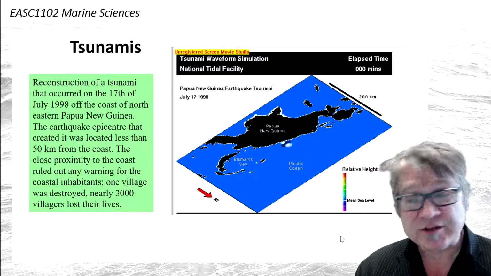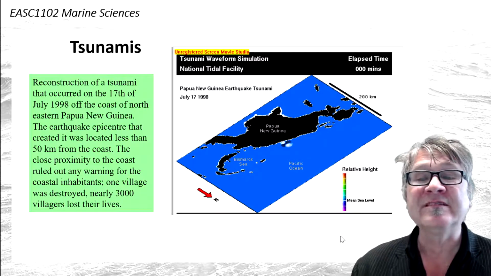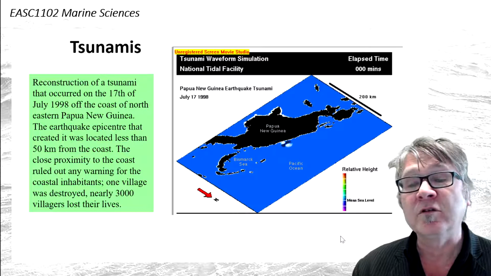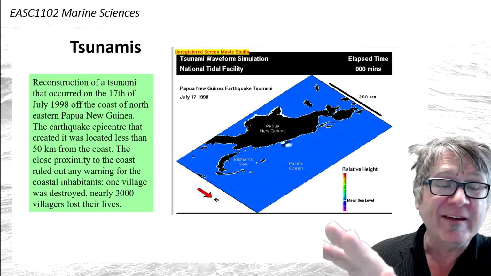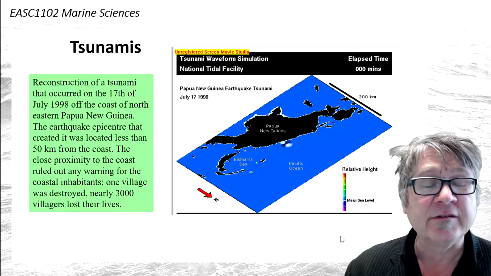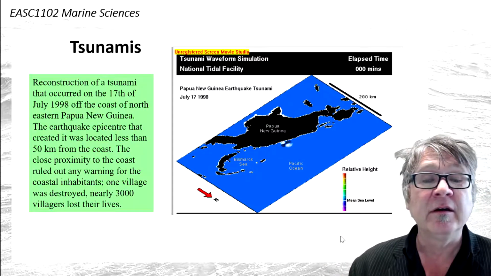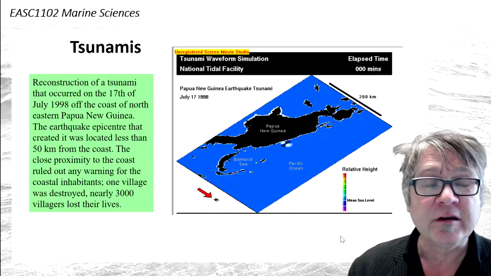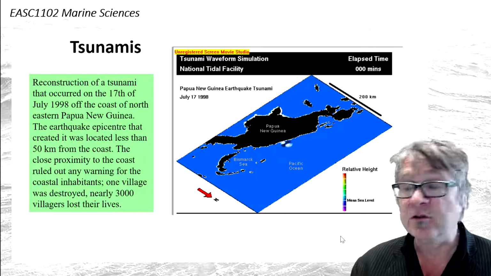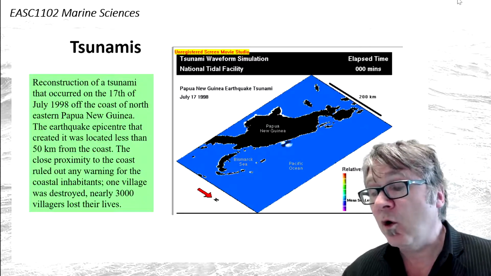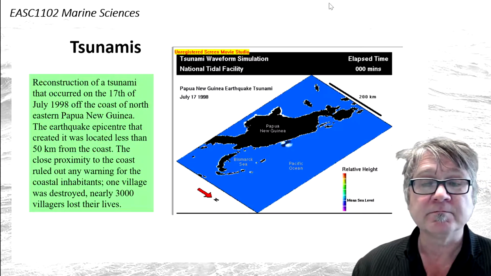I want to show you a reconstruction of a tsunami that occurred on the 17th of July 1998 off the coast of northeastern Papua New Guinea. It's a little map shown here, and you can see the epicenter of the tsunami. It was actually located very close to the coast, 50 kilometers from the coast. And you can already imagine that there was no way to warn villages.